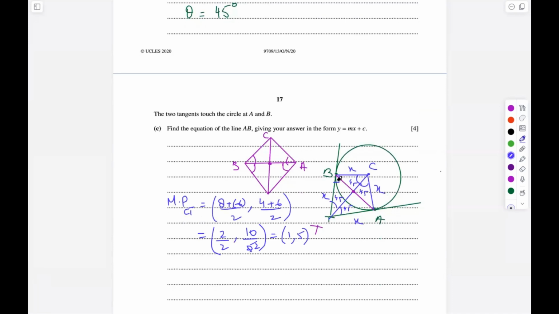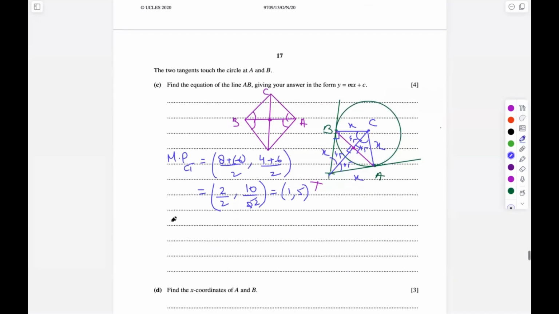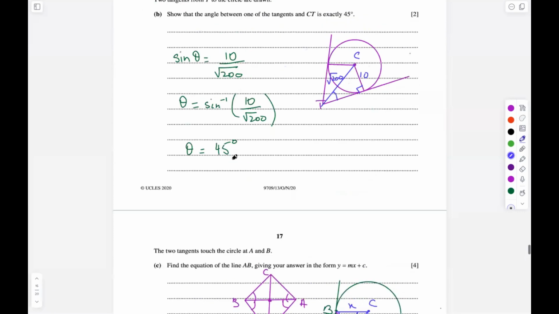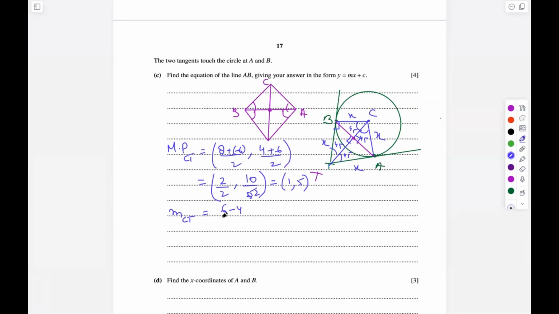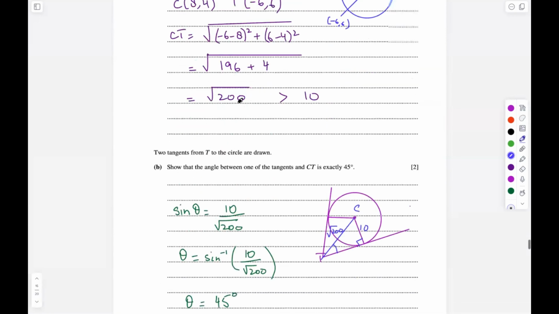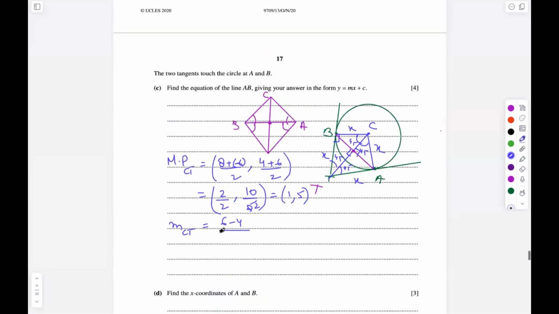Now to find the gradient of the line AB, as it is perpendicular to CT, first we'll find the gradient of CT. That will be y2 minus y1, so 6 minus 4, upon x2 minus x1, which is minus 6 minus 8. Now the gradient of CT will be 2 upon minus 14, which is equal to minus 1 upon 7, which means that the gradient of AB will be the negative reciprocal, which is positive 7.